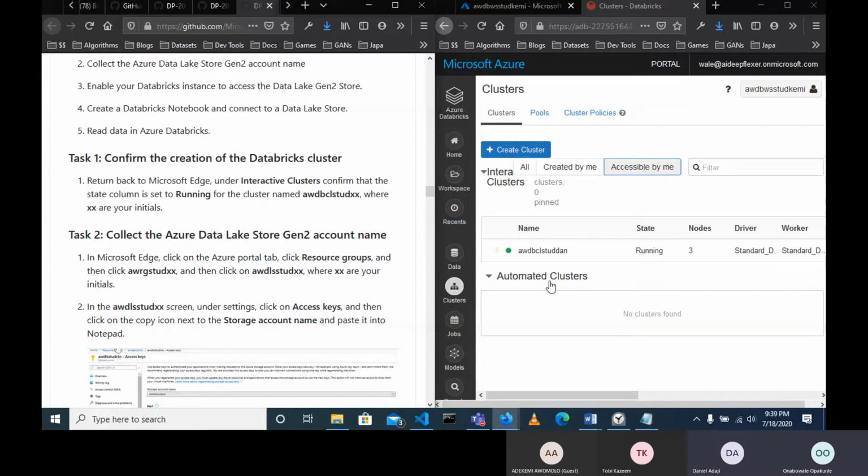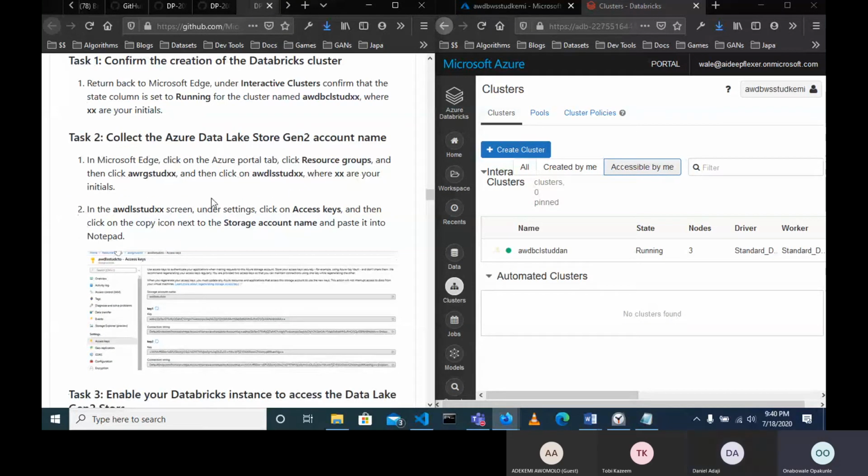Okay, so we've confirmed that, you can see now the state here has changed to running, it is no more pending. So we've confirmed that it's running. So the next task is to collect the Data Lake Store Gen 2 account name.